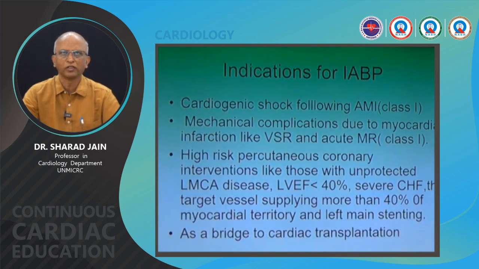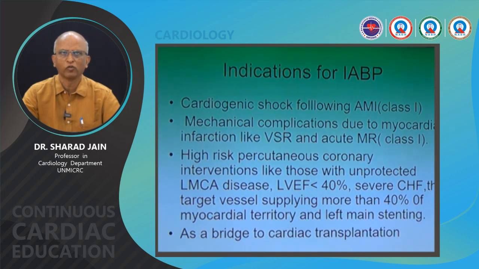So, what are the indications of use of IABP? First is the cardiogenic shock following acute myocardial infarction. This is a class 1 indication. Mechanical complications due to myocardial infarction like VSR and acute MR, this is also a class 1 indication.